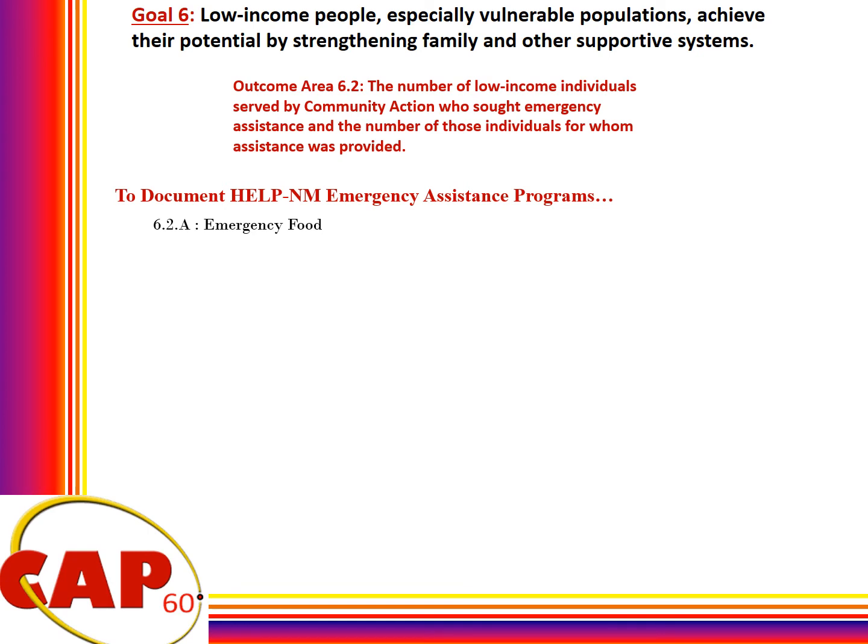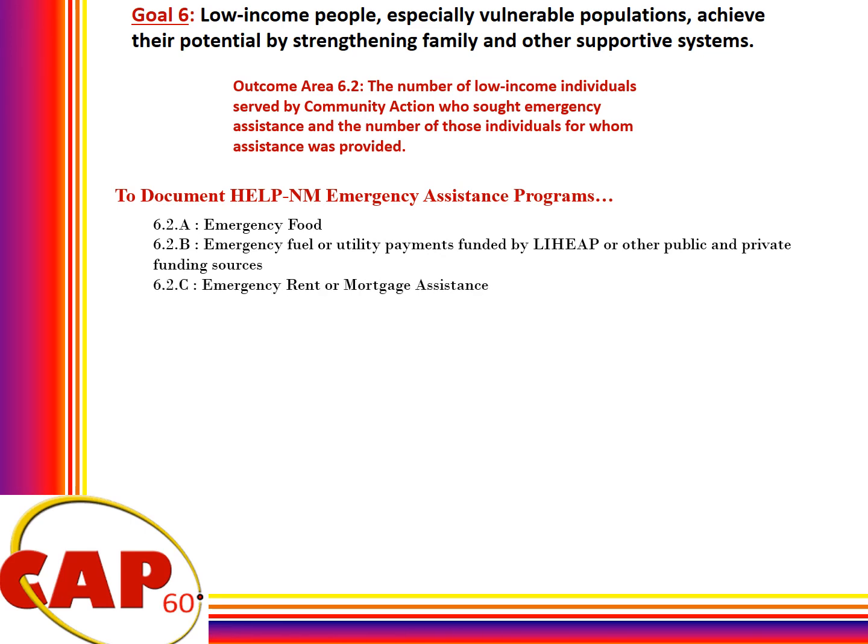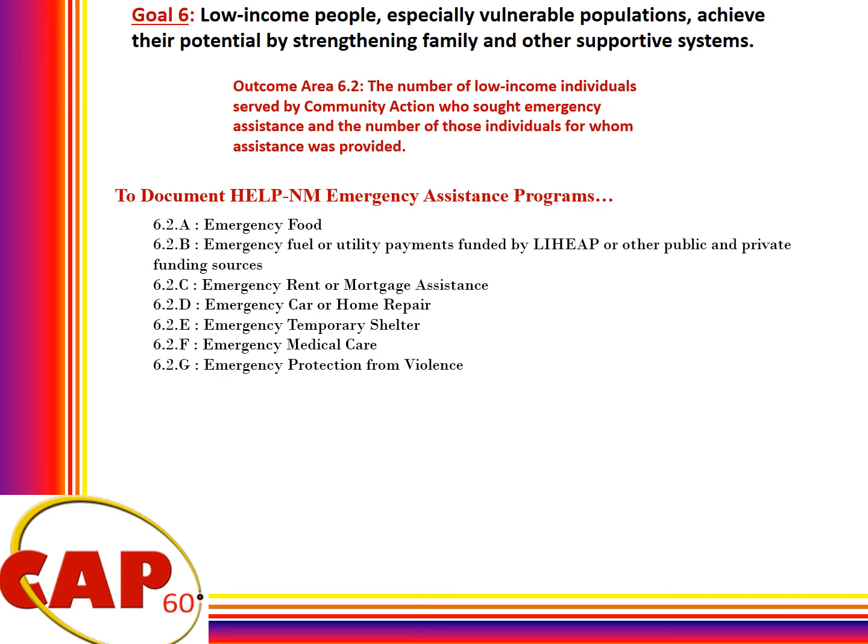6.2A, emergency food. 6.2B, emergency fuel or utility payments funded by LIHEAP or other public and private funding sources. 6.2C, emergency rent or mortgage assistance. 6.2D, emergency car or home repair. 6.2E, emergency temporary shelter. 6.2F, emergency medical care. 6.2G, emergency protection from violence.